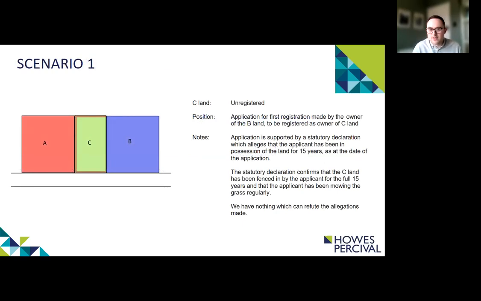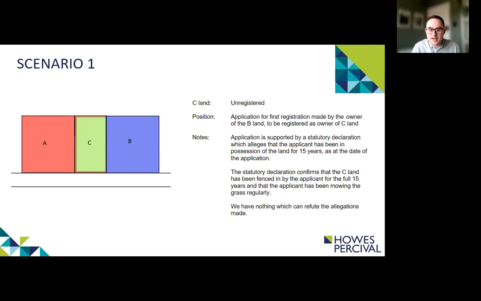So the first scenario. We go through our checklist of what we look at when we receive this application. This is a first registration application, so the land is unregistered. That's the first thing to look at. The green land is unregistered. So then we have to start looking at the facts. So what has the applicant said in their application?